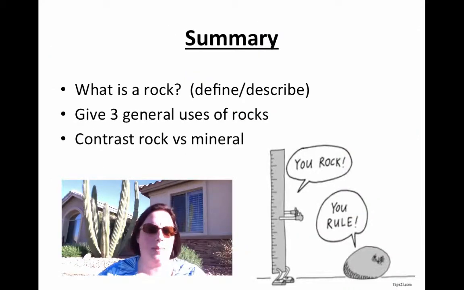Okay, so summary time again. What is a rock? Define and describe. Give me 3 general uses of a rock, and please make sure that you can contrast a rock versus a mineral. You better believe there's a quiz coming to you sometime very soon.